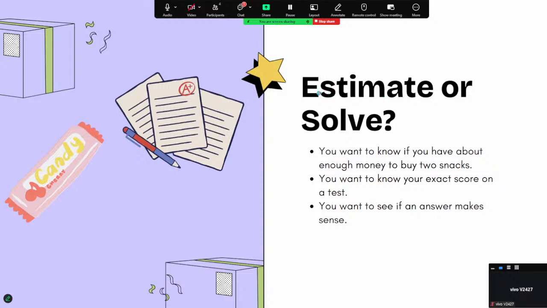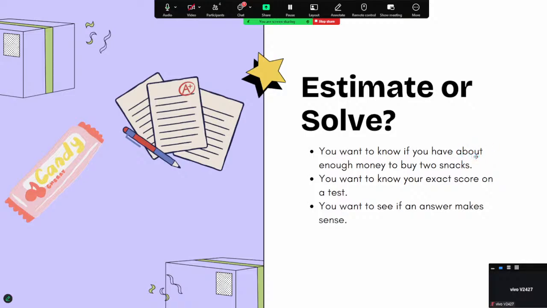So we have to decide when we should estimate or when we should solve. So here are 3 questions, 3 situations, and you have to tell if you have to estimate or solve. Remember, estimating is when you don't need the exact answer, you just want an answer that's close. And solving is when you want the exact answer. So the first situation is you want to know if you have about enough money to buy 2 snacks. So the key word here is about.